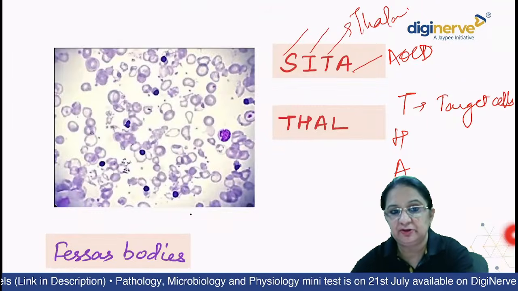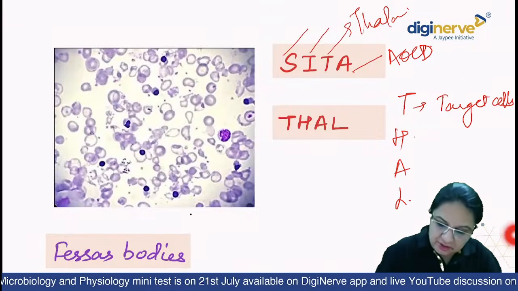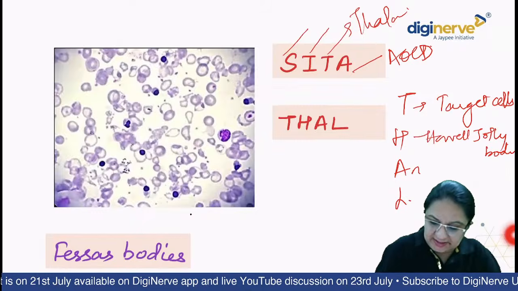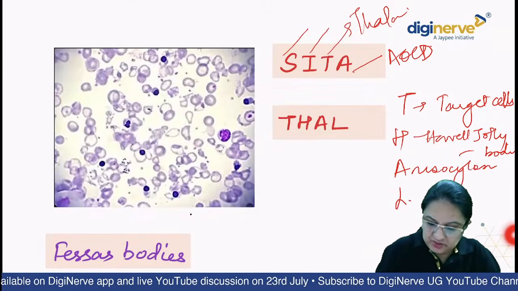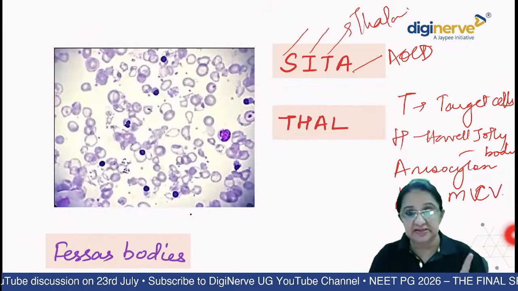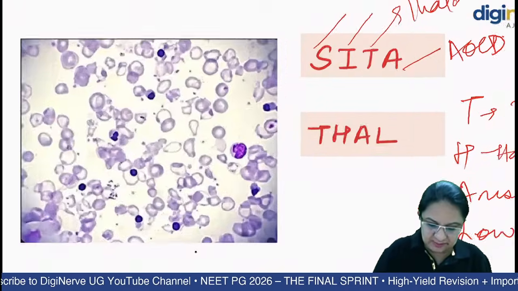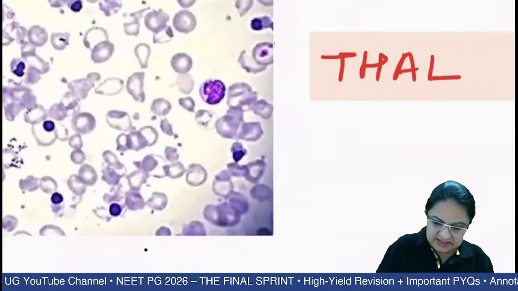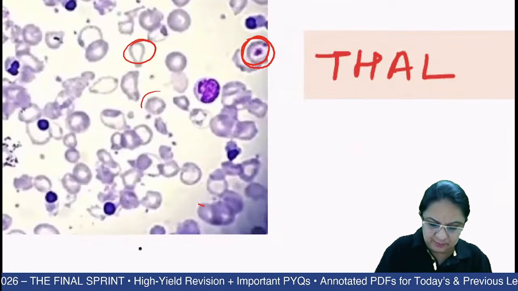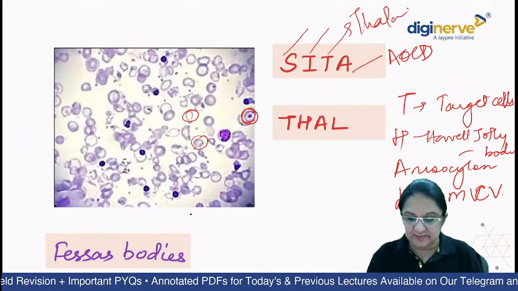And can anybody tell me what do you see in this peripheral smear? You see target cells. You see Howell-Jolly bodies. You see anisocytosis. You see low MCV. Okay? So for thalassemia just remember target cell, Howell-Jolly bodies, anisocytosis, low MCV. And what do you see in this peripheral smear? Can you see the target cells here? You see marked anisocytosis, microcytic cells, hypochromic cells, different shapes. Okay. And plus microcytic, so MCV would be low.